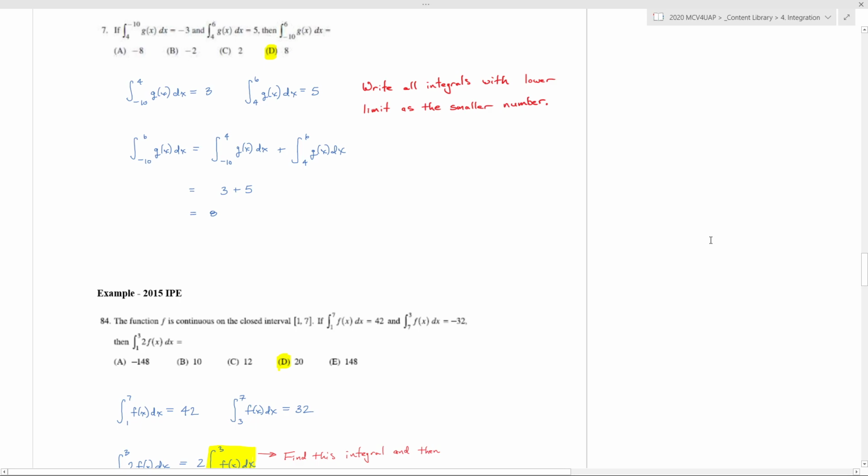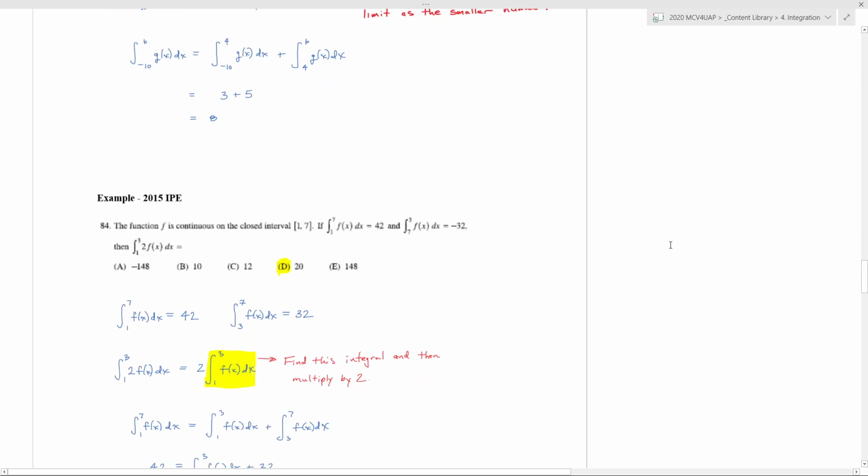The next example is very similar, comes from another practice exam. They tell you f is continuous on a closed interval from 1 to 7, and they tell you what the definite integral from 1 to 7 is. It's 42. And they also tell you that the integral from 7 to 3 is negative 32. Now it would make more sense to write that as the integral from 3 to 7 being equal to 32, and that's what I've done there.